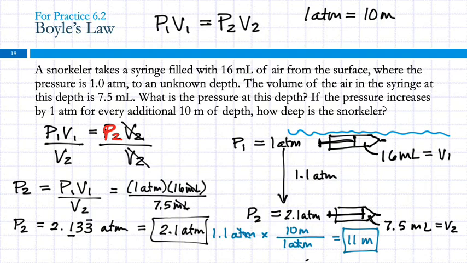Any questions? Why wouldn't you use the 2.1? It's an excellent question. Why wouldn't I use the 2.1? If I was starting at 0 pressure here, I would use the 2.1. But this is a 1 atmosphere increase in pressure for every 10 meters, and so I have to consider where I'm starting from. Does that make sense?